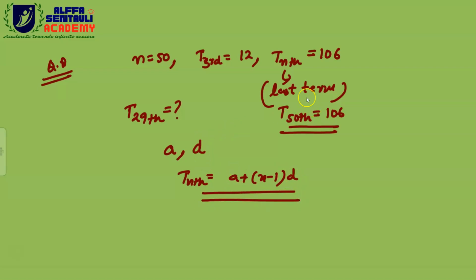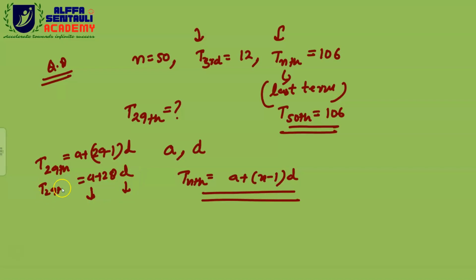Use this formula. You have to make two equations, beta. You have to make an equation for this, and an equation for this. Then you have to solve these two equations as linear equations in two variables, right? Get the value of A and D and substitute in this formula. What should be the formula? T29 term will be A plus 29 minus 1 into D. How much, beta? You will get A plus 28D. Get the value of A, get the value of D, you will get the T29 term. Correct? Homework problem. Easy, beta. Whole chapter is easy.